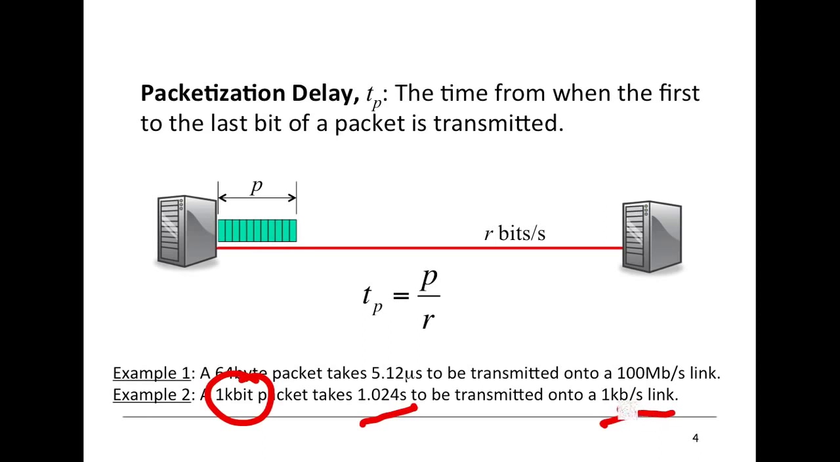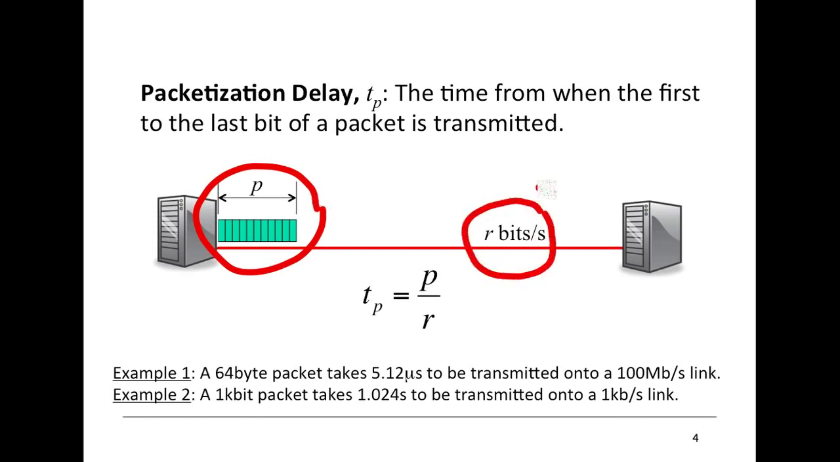So in this case, it's a little bit confusing. 1 kilobit per second means 1,000 bits per second, whereas the 1 kilobit in the packet is 1,024 bits. This is standard throughout networking, and we'll see this happen over and over again. Notice that the packetization delay is only a function of the length of the packet, p, and the rate at which we can put bits onto the link, r bits per second. It makes no difference how long the link is or how fast bits propagate along it.